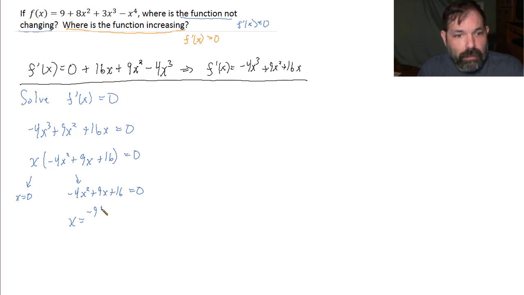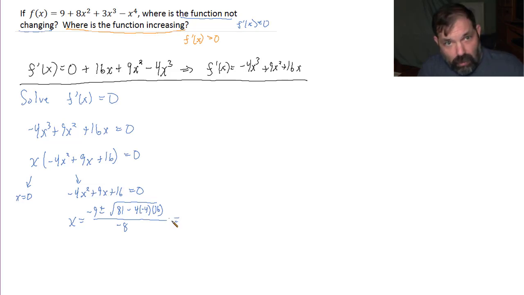X equals negative 9 plus or minus the square root of 81 minus 4 times negative 4 times 16 over 2 times negative 4, which is negative 8. All right, let me calculate that under the radical. Let's see, what's 81 minus 4 times negative 4 times 16? That's 337. That's ugly. Okay, I'll deal with it. So that's negative 9 plus or minus the square root of 337 over negative 8.